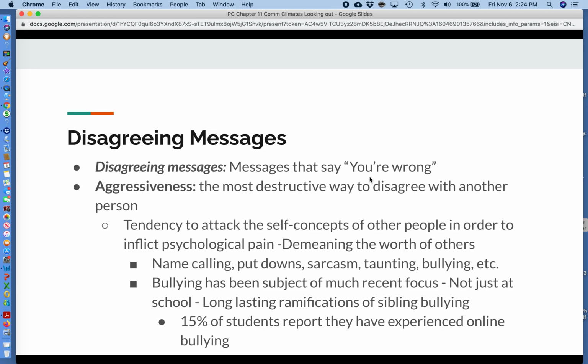Now, when we get aggressive, we have a tendency to go after the self-concept of other people in order to hurt them psychologically. It's an intentional attempt to make people feel bad about themselves. And we can do that in a lot of ways. Name calling, putting people down, being sarcastic with people, taunting them, bullying them.